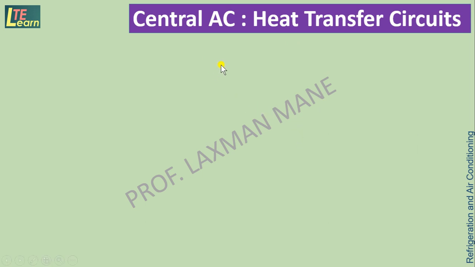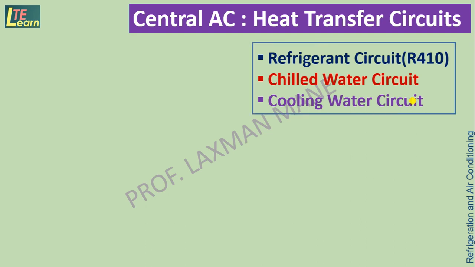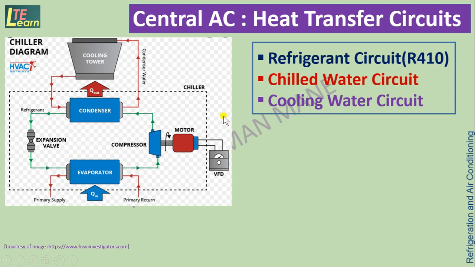Central air conditioning system consists of mainly three heat transfer circuits. Refrigerant circuit containing R410A as a primary refrigerant, chilled water circuit containing water as a secondary refrigerant, and cooling water circuit with water as a cooling medium. These three together comprise the mechanical device called a chiller.